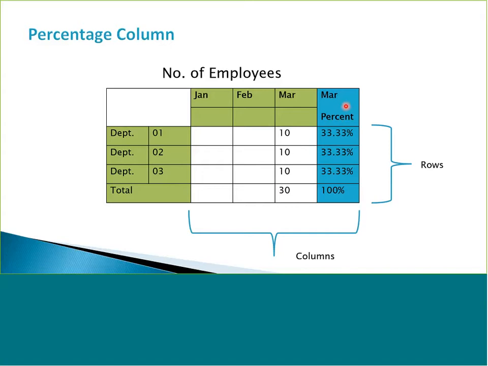So how do you calculate this percentage? For example, for Department 1, it will be 10 divided by 30 times 100, which is 33.3%. And you do the same for the rest of the departments. So that is what a report with a percentage column would look like.